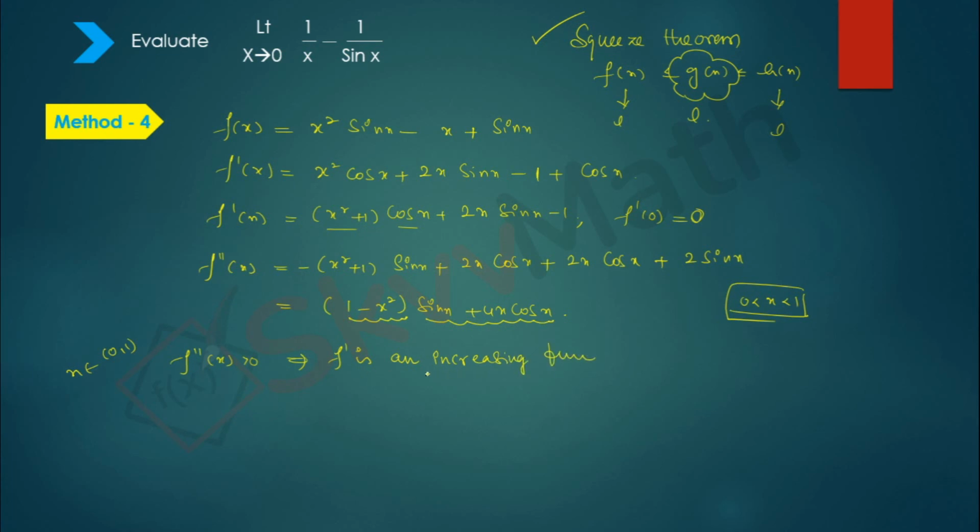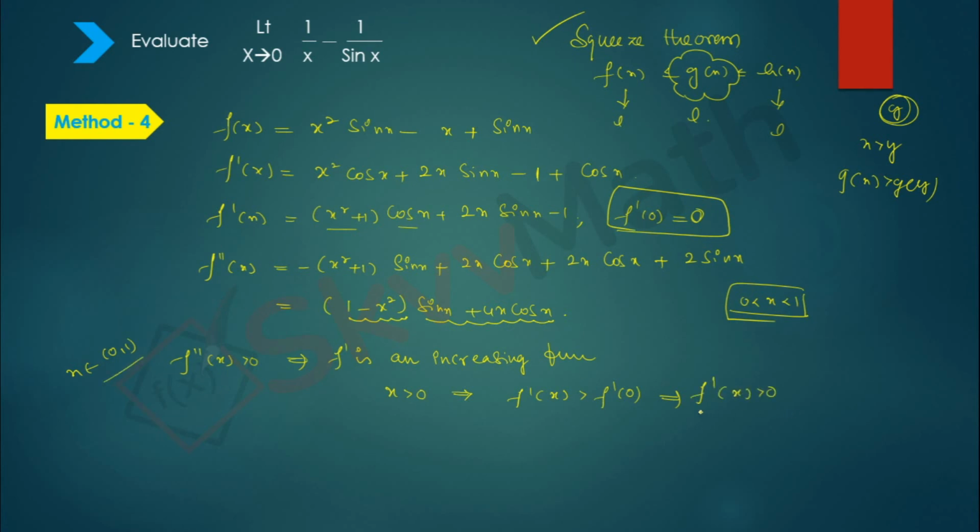Now if f dash is an increasing function, if I say x is greater than 0 and apply f dash on both sides, what do you get? f dash x is greater than f dash 0. This is the increasing function definition: whenever x is greater than y, if g is an increasing function, then g of x is greater than g of y. So f dash x is greater than f dash 0, but you know f dash 0 is 0. Therefore f dash x is greater than 0 whenever x is greater than 0. So f dash x is greater than 0 means again f is an increasing function.